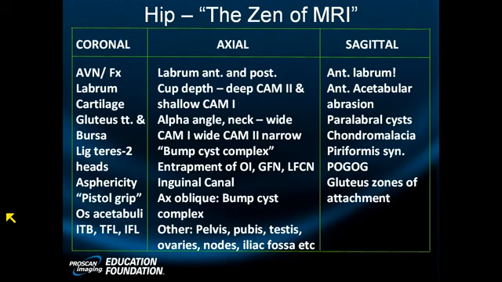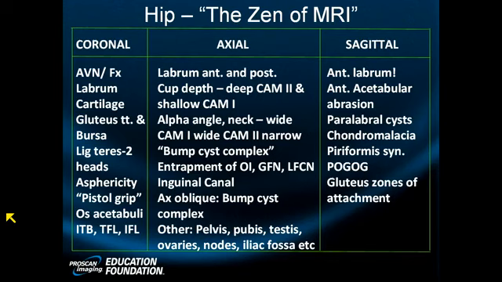The axial projection is a supplementary view for the labrum, both anterior but especially posterior. It gives you a good idea of cup depth and whether the cup is too shallow, as in cam impingement, or too deep, as in pincer impingement. The paraxial allows you to acquire an alpha angle and to see the morphology of the head-neck junction, to see if you have a bump or a cyst or lack of tapering of the femoral head-neck junction.